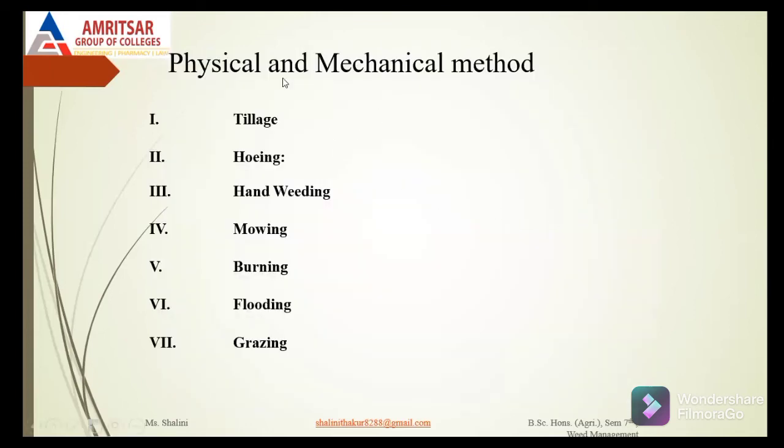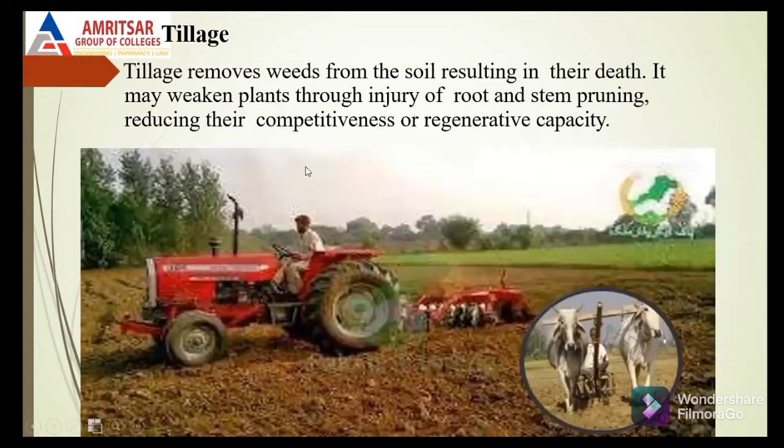So in the physical method, these are the terms and processes: grazing, flooding, burning, mowing, hand weeding, hoeing, and tillage. I know all these terms are clear to everyone because they are not quite hard. Then I will show you the picture, that is tillage. There is a cultivator here, and this is the traditional method we are following.